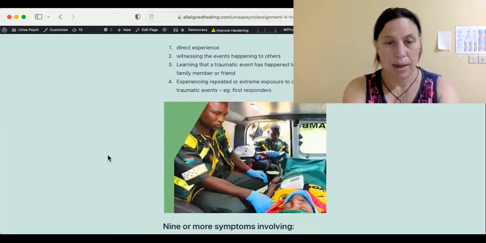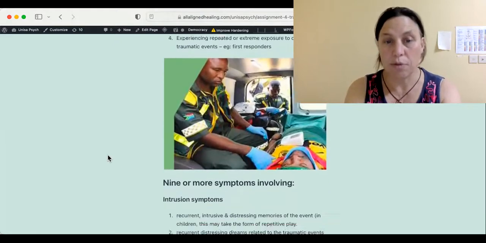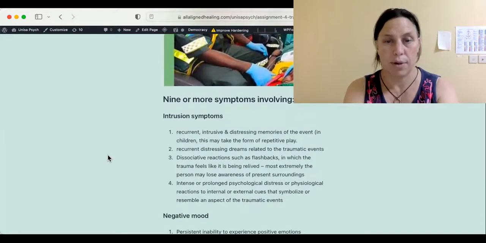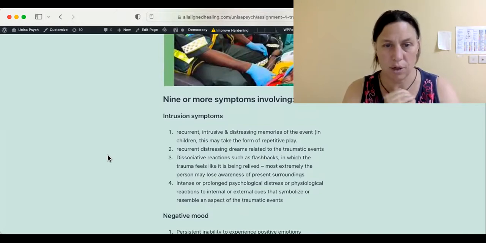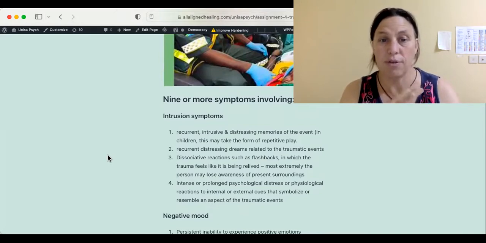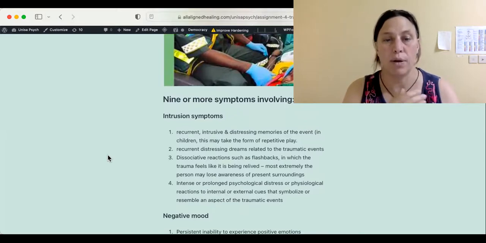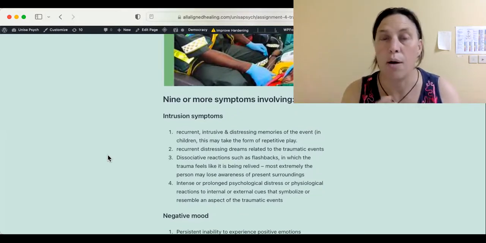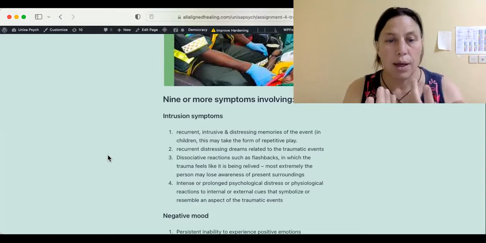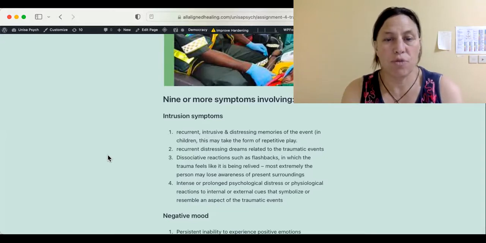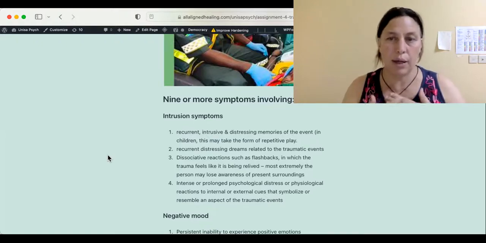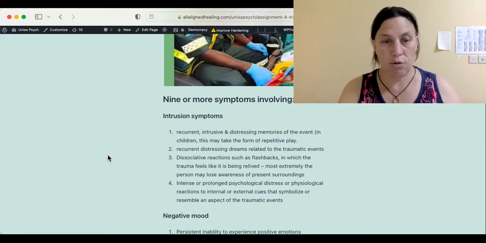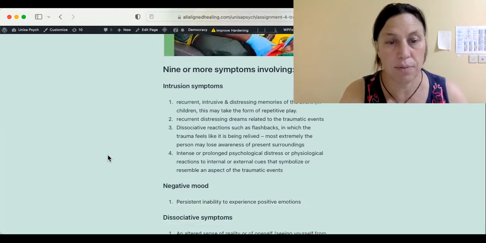It has 9 or more symptoms that involve intrusion symptoms. There's 4 listed here. Memories coming back all the time, recurrent distressing dreams, dissociative reactions such as flashbacks where you are reliving the trauma or may even lose track of where you are because the trauma is so vivid. Also stress responses to cues that remind you of the events, either internal, like your heart racing, or external, like sounds, colors, people, etc.